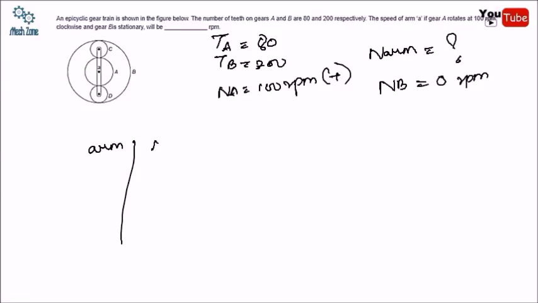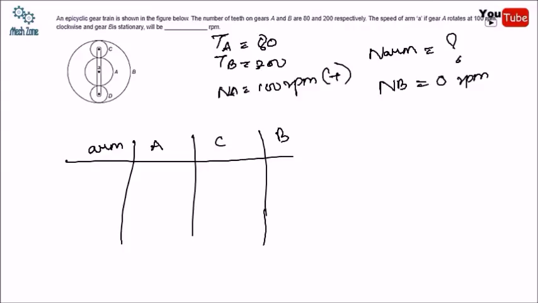Arm A, then we have C, then we have B. Now before making this table, we must be sure that we have the number of teeth for all these individual gears also. Teeth of A have been given, teeth of B have been given, teeth of C are not given.